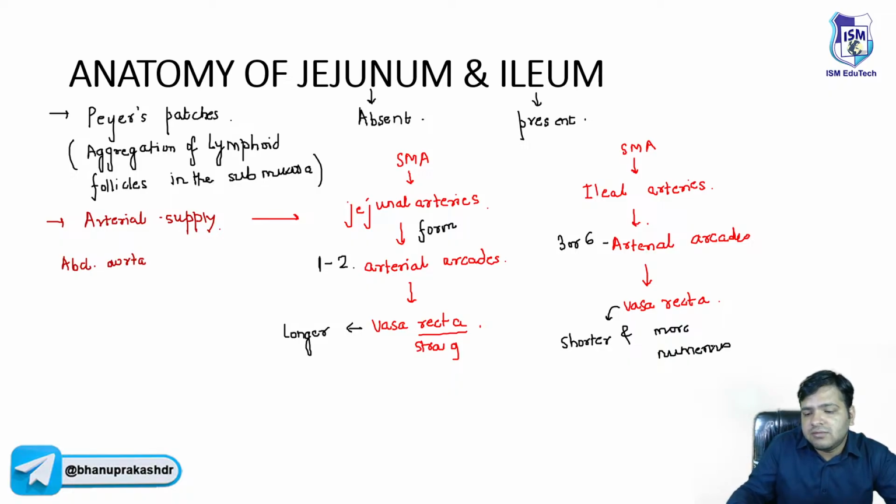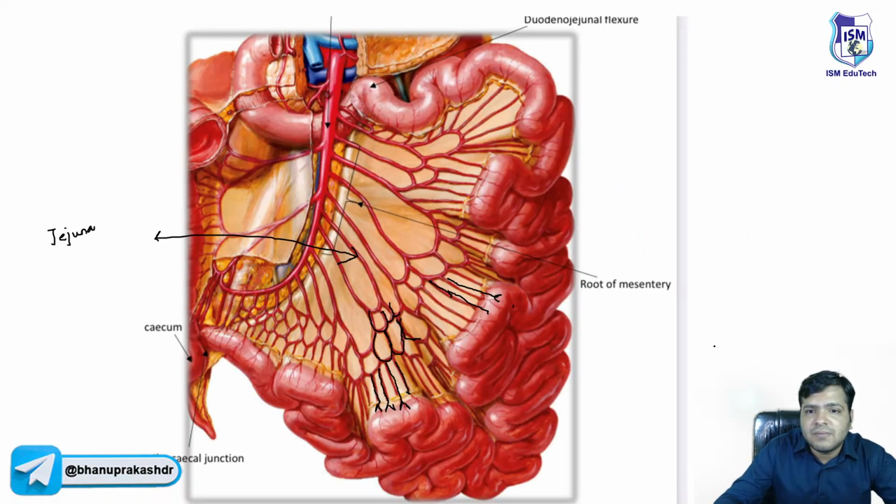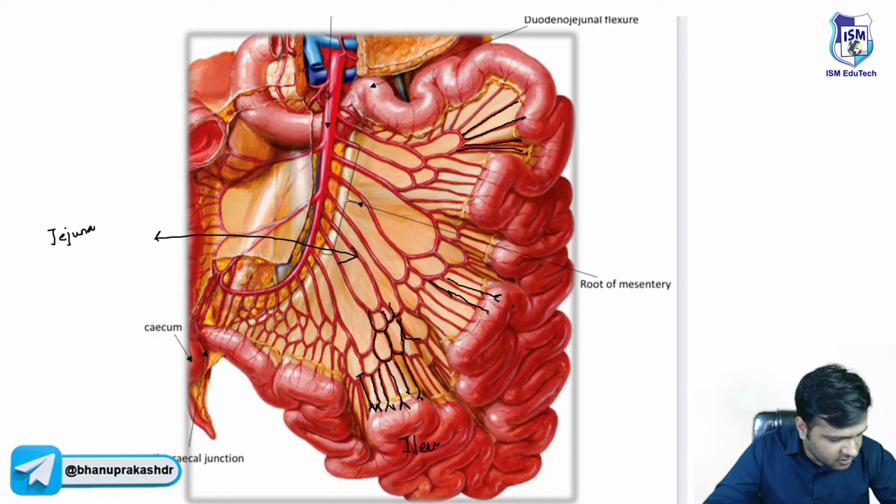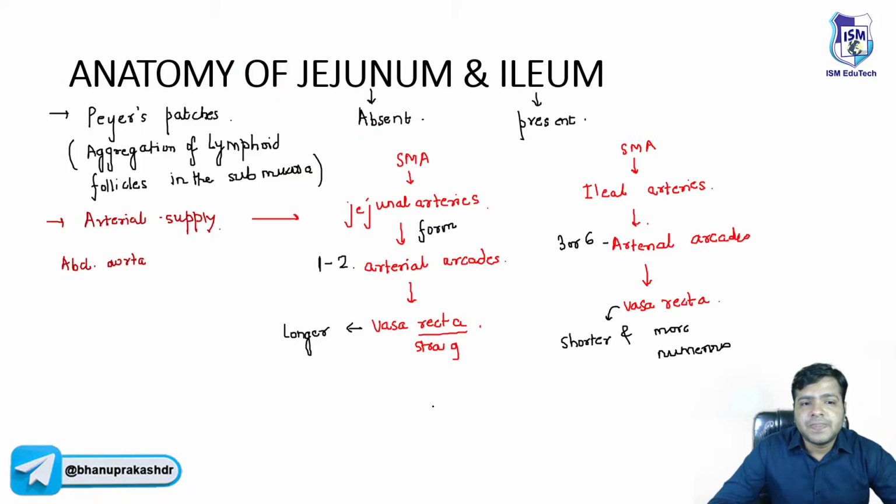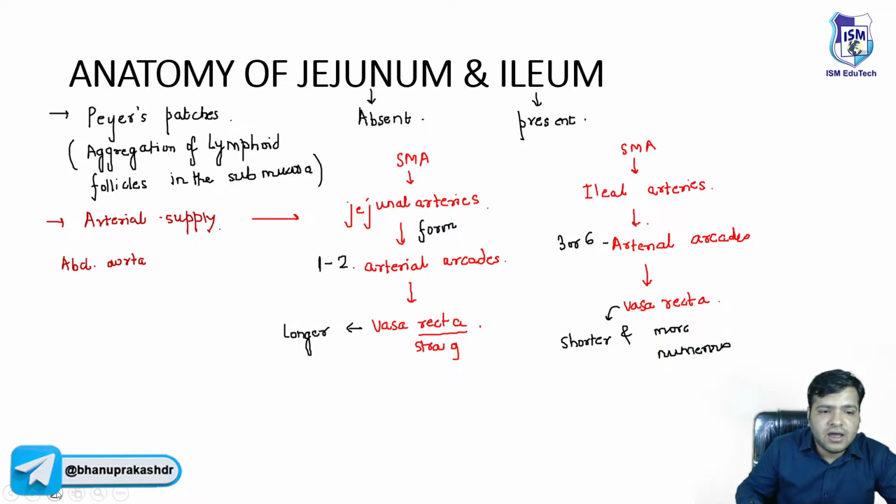If you look at the picture also, beta, the one which is supplying the jejunum, you can see these are having long vasa recta. And if you compare it to the ileum, below, in the ileum you see the length of the vasa recta is small. So yes, that is about the arterial supply.